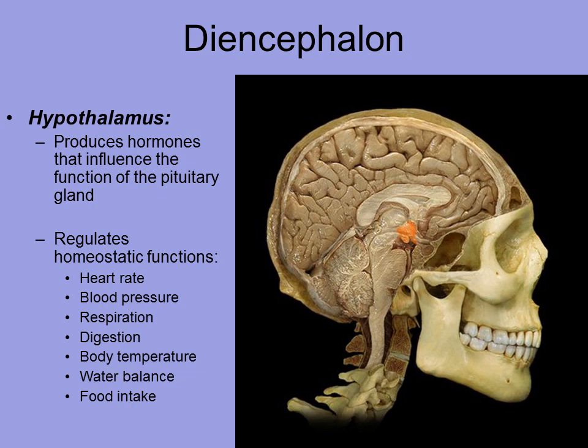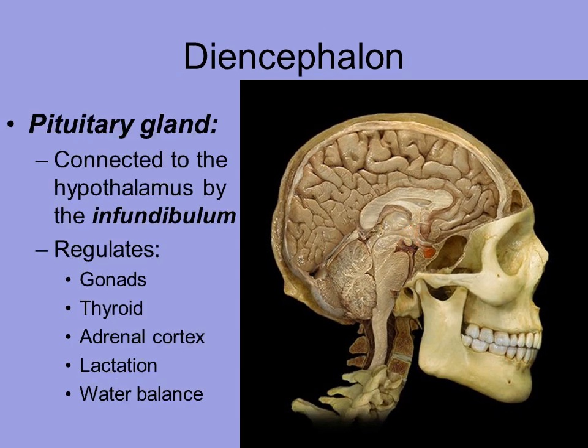It does produce some hormones, and it's going to be directly involved with the pituitary gland because a lot of the hormones that it produces, it will then send to be stored in the pituitary gland. The pituitary gland, which is connected to the hypothalamus by the infundibulum, also produces several hormones itself. It's going to be involved with helping to regulate certain things like water balance, lactation, but some of the hormones that it produces will stimulate additional hormones in other glands to be secreted. So it's kind of like a chain reaction.